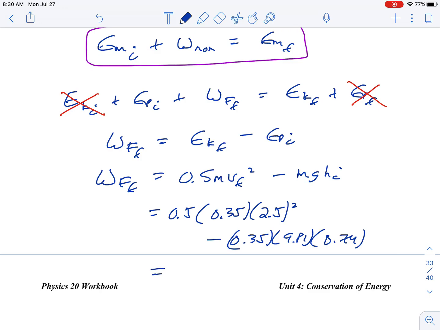Do we expect the friction force to do positive or negative work? Well, let's find out. We discovered it's negative. It's negative 1.447 joules. So it does negative work, which should surprise us because the force goes opposite to the motion.